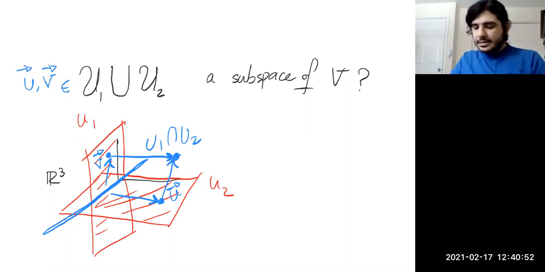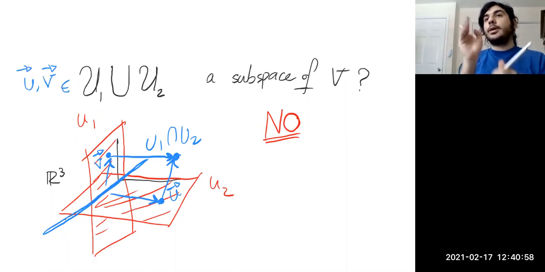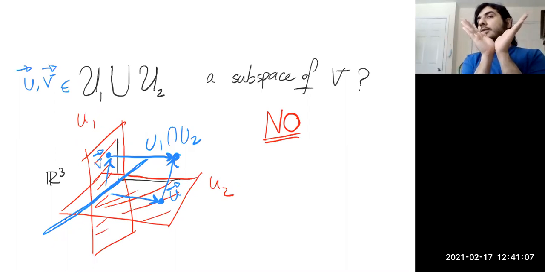Okay, so the answer here is no, and it's very simple to construct a very simple counterexample. When one of the spaces is this one and the other one is this one, the sum of some element here and some element here wouldn't necessarily fall into the union itself. It would fall somewhere outside. So this is not a subspace.